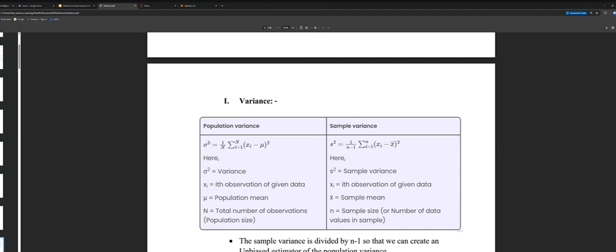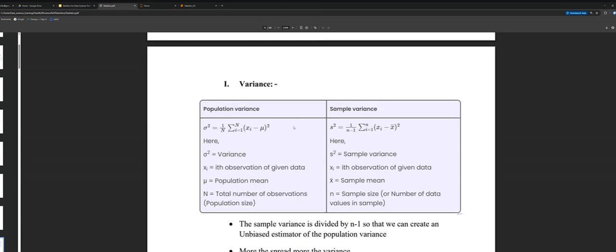So what is the formula? Sample variance is equal to 1 by n minus 1, sigma i equals 1 to n, of x_i minus x-bar, the mean, squared. Here x_i is an observation in the given data. How many observations are there? If you have 10 or 8, that is your number of observations. The sample mean, the average, you take it and put it here. The sample size is the number of data values, say 8 minus 1. When you calculate, you get that number.